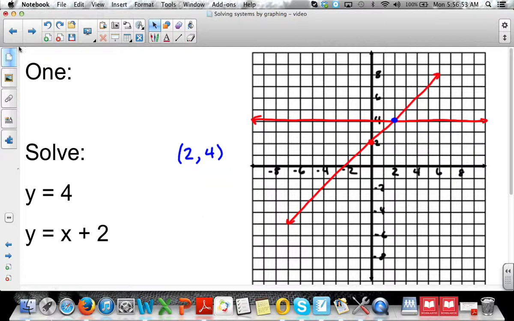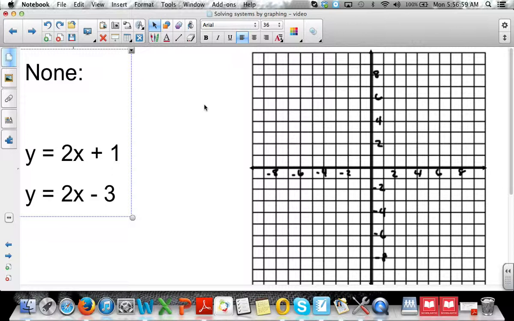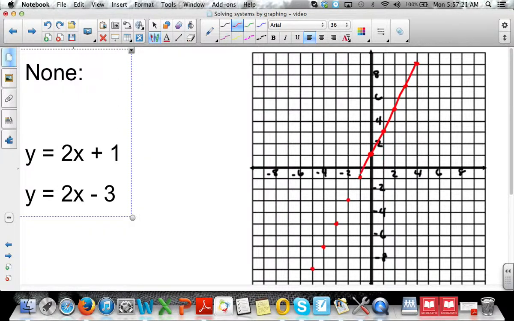So that was in the first video. We've done that. So next, if there are no solutions, so let me graph 2x plus 1. It goes through 1, and 2x means up 2 over 1 to the right. Okay. And then 2x minus 3 means it goes through negative 3, and it goes up 2 over 1 to the right.